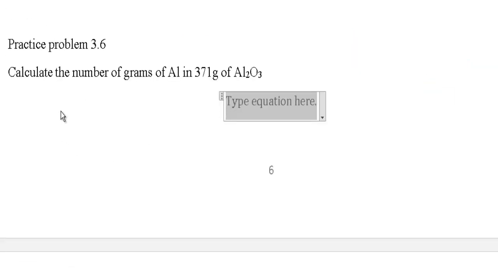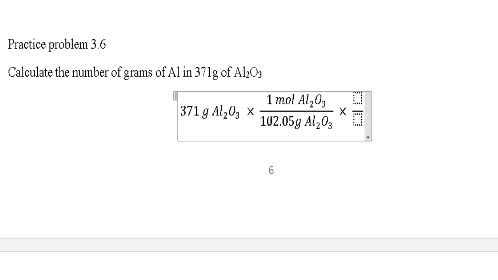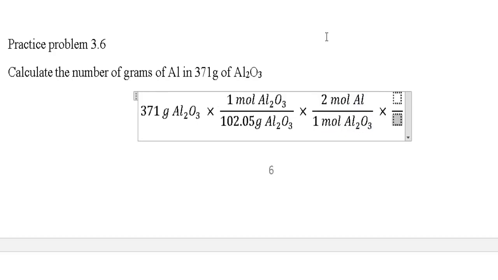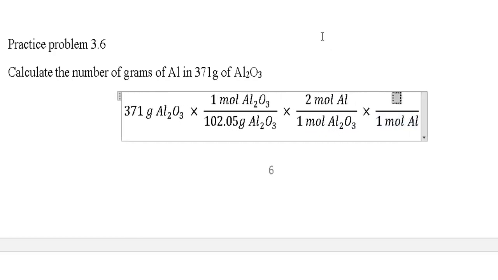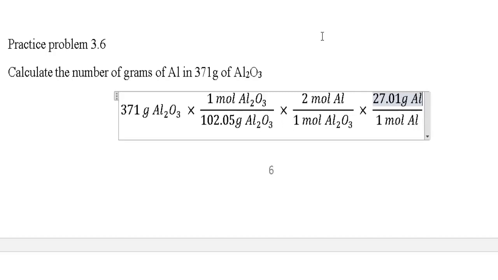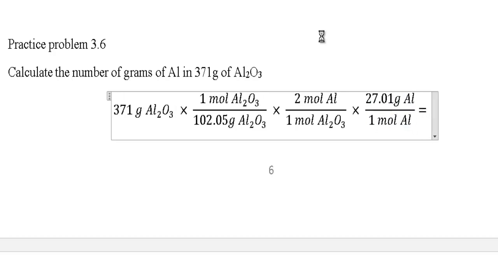So calculate the number of grams of Al in 371 grams of Al2O3. Let's start out with what we're given, 371 grams of Al2O3. 1 mole of Al2O3 has this many grams of Al2O3, 2 times Al plus 3 times O. And we know for every 1 mole of Al2O3, we have 2 moles of Al. Finally, for every 1 mole of Al, we have about 27 or so grams. Looking at the periodic table, it's about 26.98. I'll just use 27.01 grams. You can round up or you can use the values in the periodic table. The answer will be pretty close.